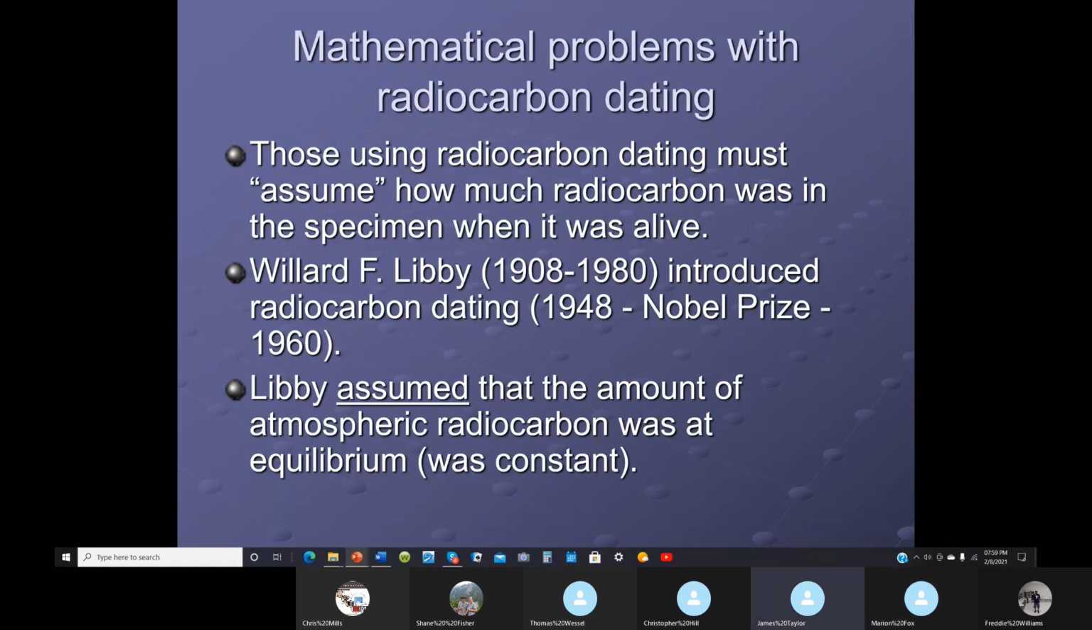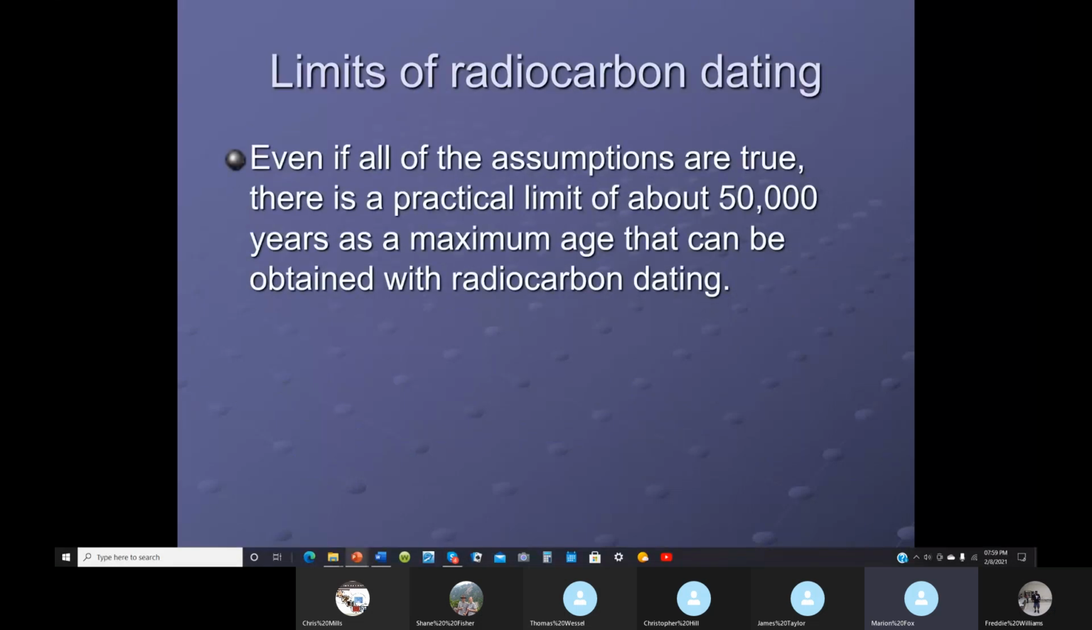Okay. Radiocarbon then. Libby assumed that the amount of atmospheric radiocarbon was at equilibrium and it was constant. And I know it wasn't true. But it should have been at equilibrium if the atmosphere was less than 100,000 years old. And so that is a major problem for them. I don't see how they can get around it. In fact, it's a double-edged sword. It comes back and cuts them. They try to use it, but it comes back and bites them.